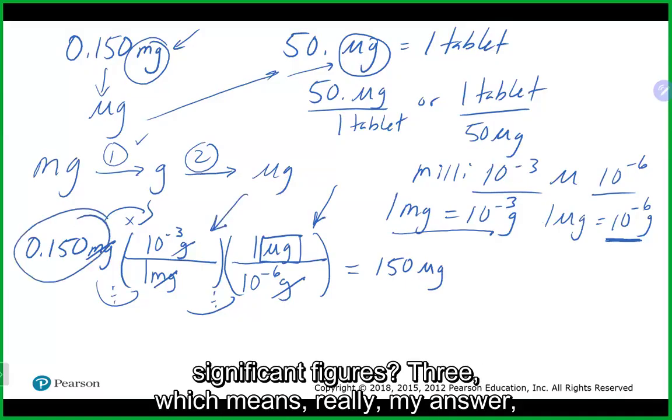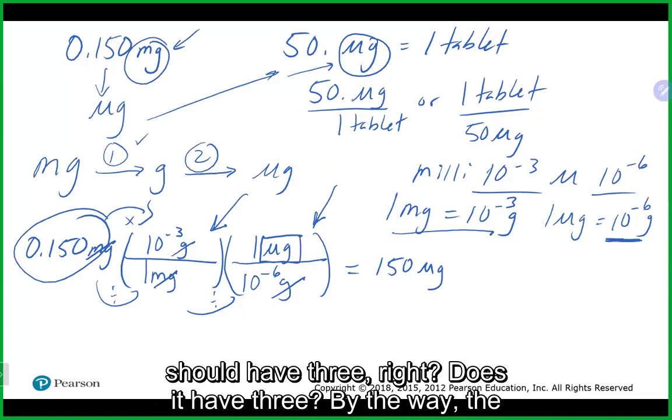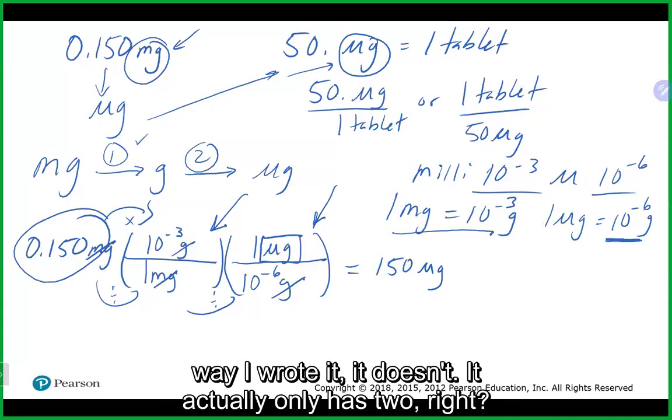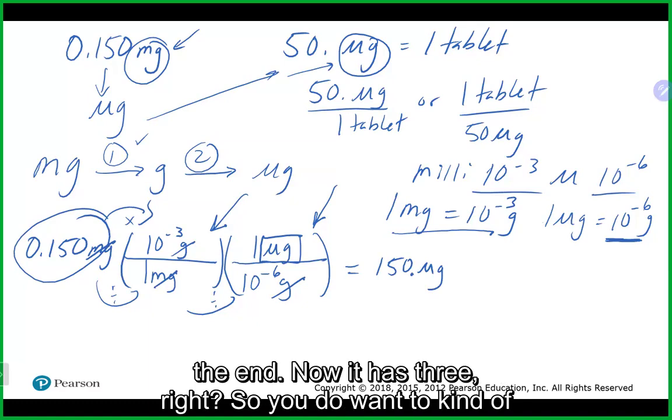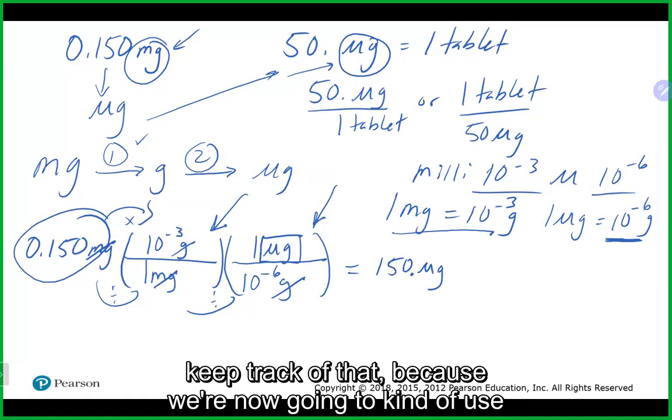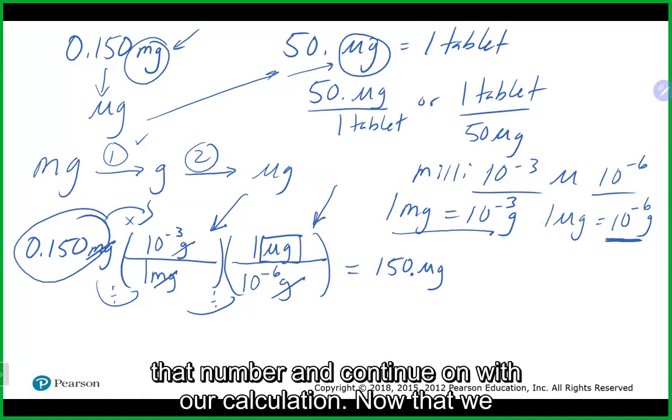That has how many significant figures? 3, which means really my answer should have 3, right? Does it have 3, by the way I wrote it? It doesn't. It actually only has 2, right? Does it have 3 now? Yeah, with the decimal point there at the end, now it has 3, right? So you do want to keep track of that because we're now going to use that number and continue on with our calculation.